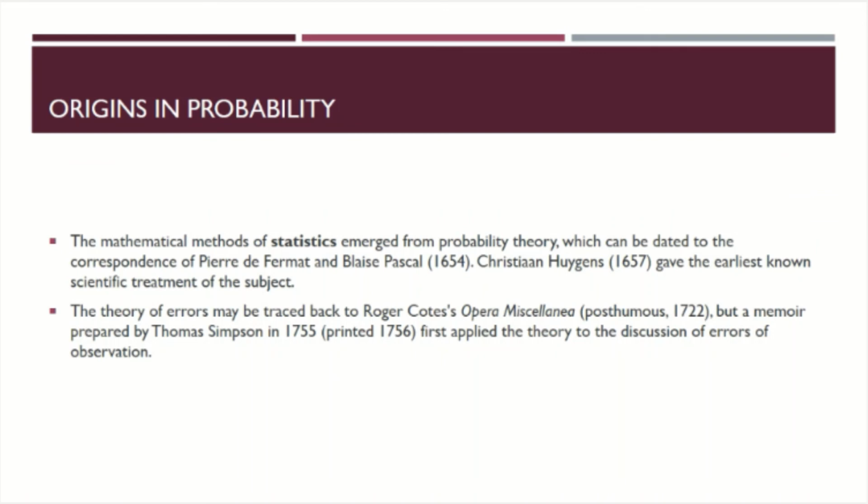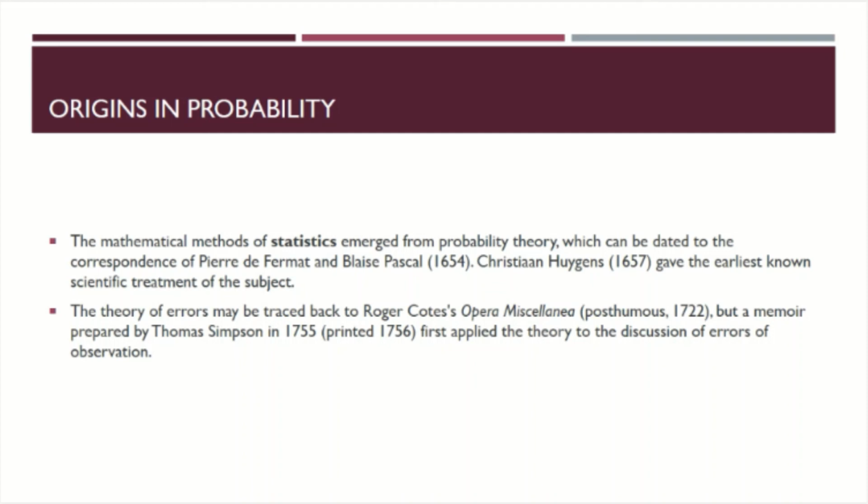So what are the origins in probability? The mathematical methods of statistics emerged from probability theory, which can be dated to the correspondence of Pierre de Fermat and Blaise Pascal in 1654. Christiaan Huygens in 1657 gave the earliest known scientific treatment of this subject. This was later, in the 19th century, brought into English by, as I told you, John Sinclair. The theory of errors may be traced back to Roger Cotes' Opera Miscellanea, posthumous 1722, but a memoir prepared by Thomas Simpson in 1755, printed in 1756, first applied the theory to the discussion of errors of observations.